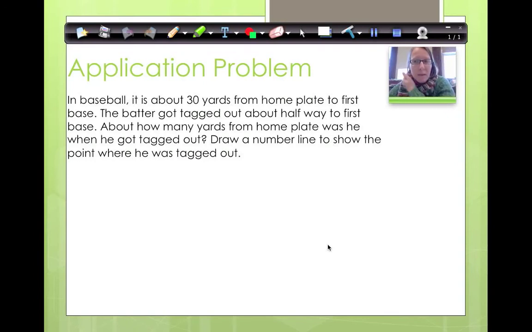Alright, we're going to start with an application problem. Here we go. In baseball, it is about 30 yards from home plate to first base. The batter got tagged out about halfway to the first base. About how many yards from home plate was he when he got tagged out? Draw a number line to show the point where he was tagged out. Oh, I love baseball. Here we go.